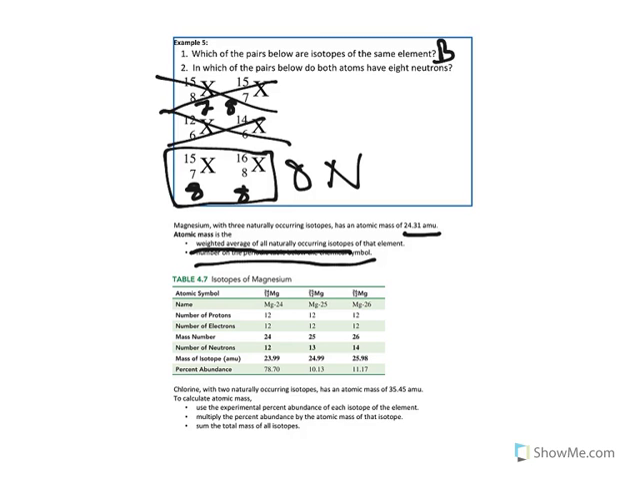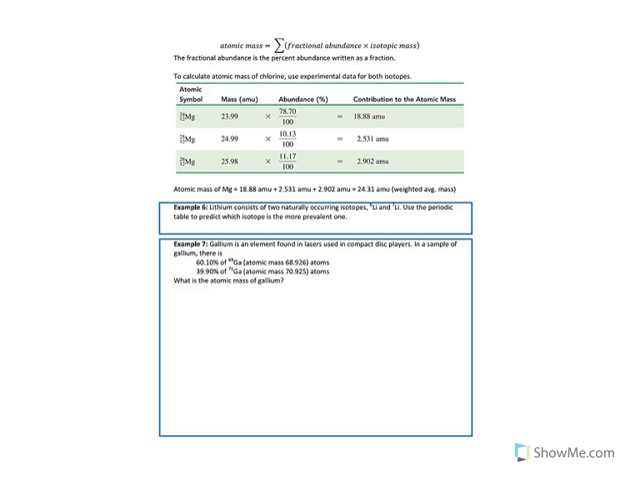Does anybody know what weighted average means? A weighted average not only tells you the average mass, but it gives you an idea of how much of each one are that mass. So chlorine has 2 naturally occurring isotopes. The atomic mass is 35.45. How did we find this? Well, to calculate atomic mass, you use the experimental, meaning what we found in the lab, percent abundance of each isotope of the element. We multiply this by the atomic mass of that isotope, and then we sum across all isotopes. So what does this look like?